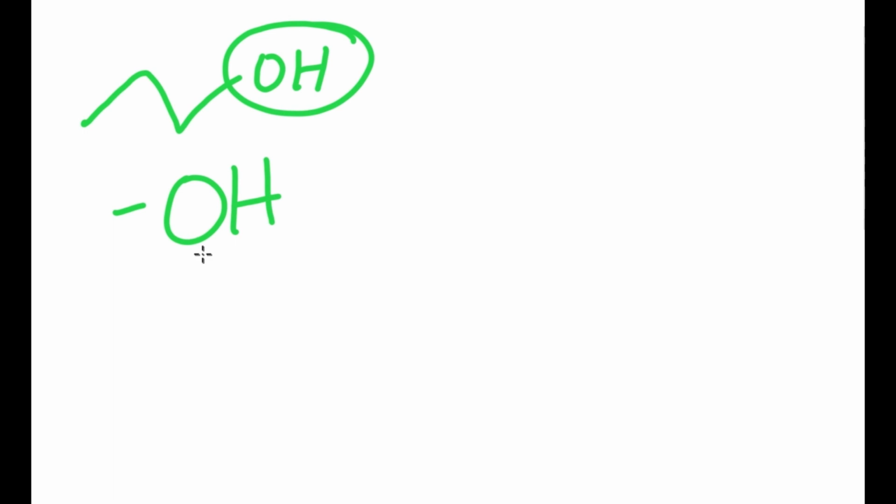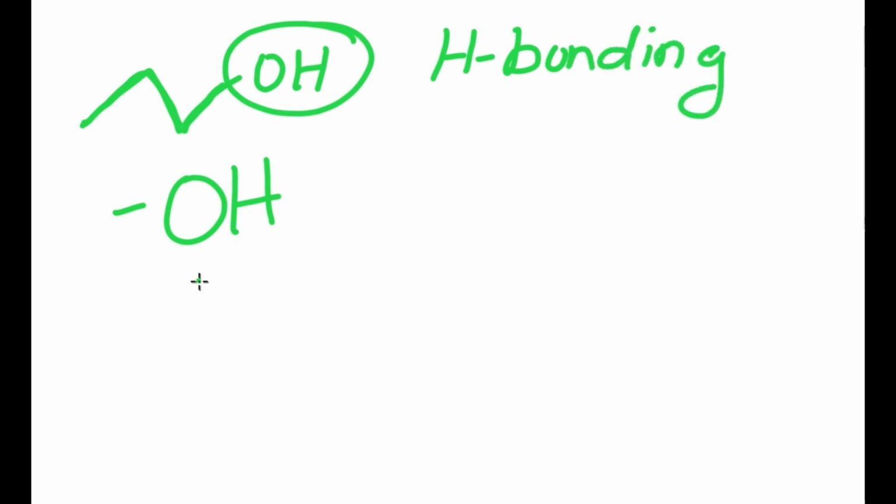And because of this hydroxy group, alcohols with shorter carbon chains are capable of hydrogen bonding. Hydrogen bonding is the weakest form of bonding, but it's super important because there we go, it allows for water solubility, more specifically with the oxygen here.